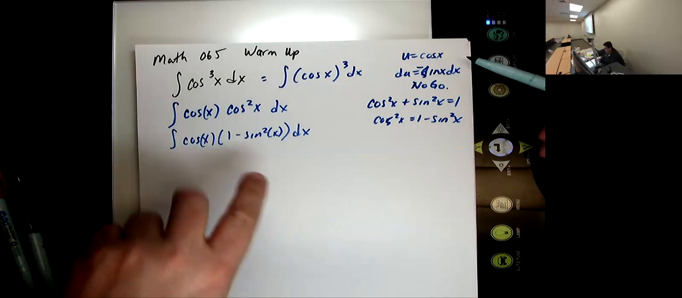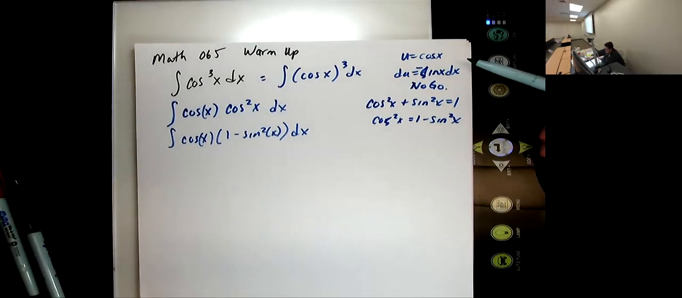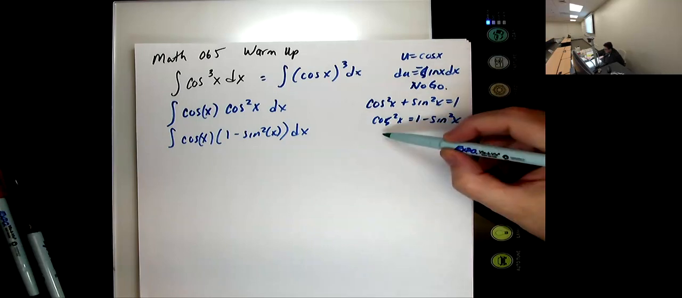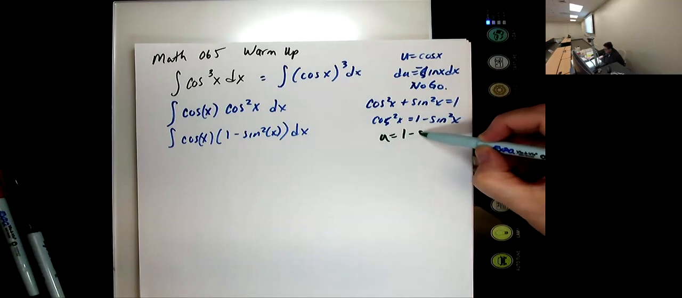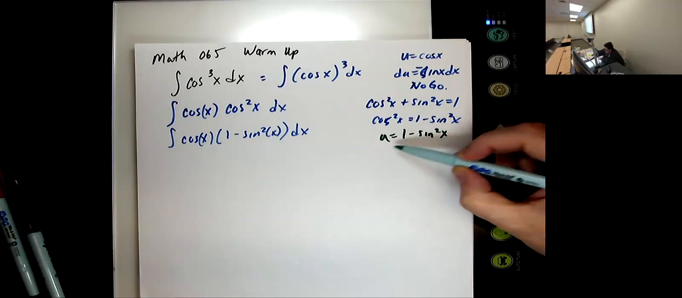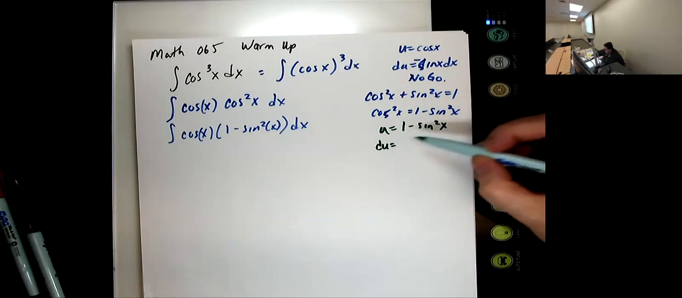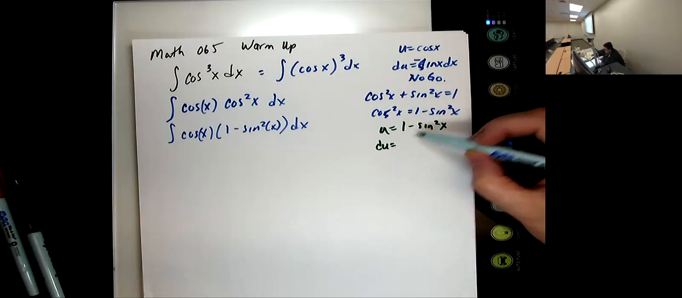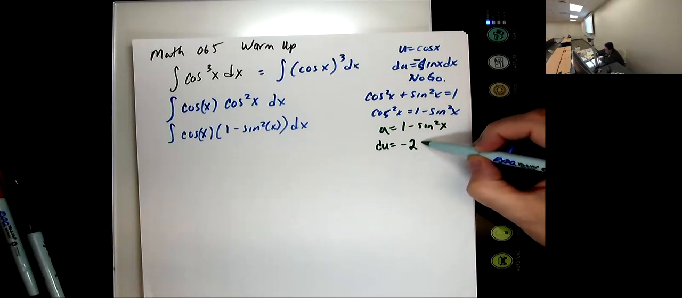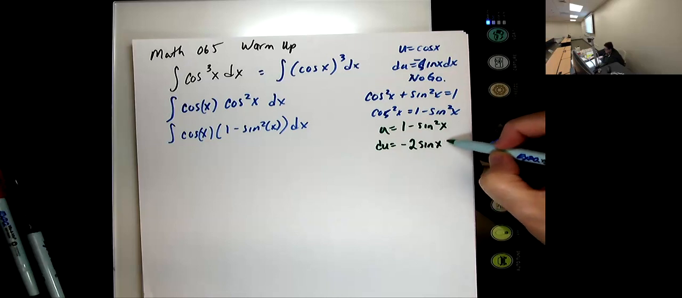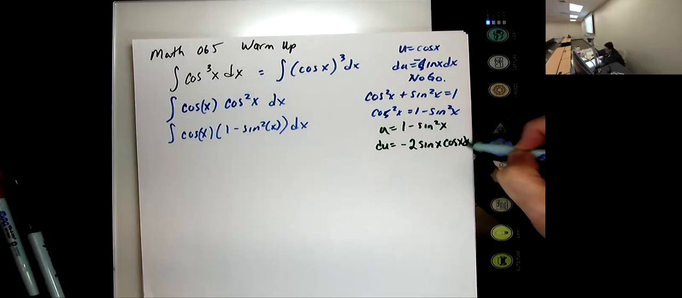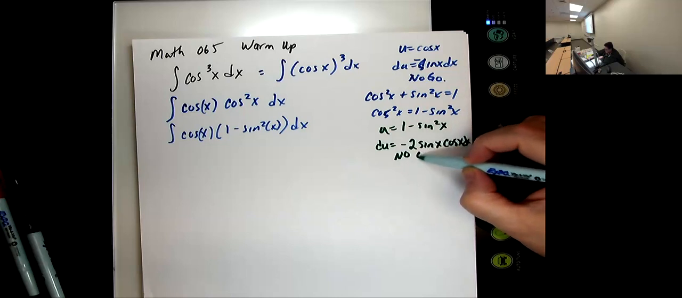Well, we've got this 1 minus sine squared x in parentheses. I could try u equals 1 minus sine squared x. And I think if I were doing this myself, I would try that. I know it's not going to get me to where I want to go, though. This would be du equals negative 2 sine x times cosine x dx. That didn't help. That's a no-go also.